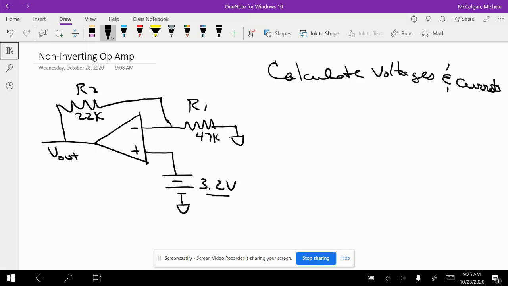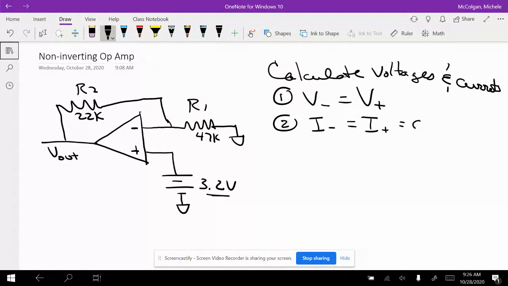Okay, so the first thing we want to do is the golden rule of op amps is that the inverting and the non-inverting inputs are equal. And the second rule is that the current in the inverting is equal to the current in the non-inverting, which is equal to 0.